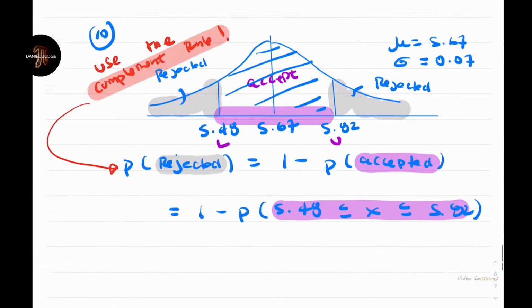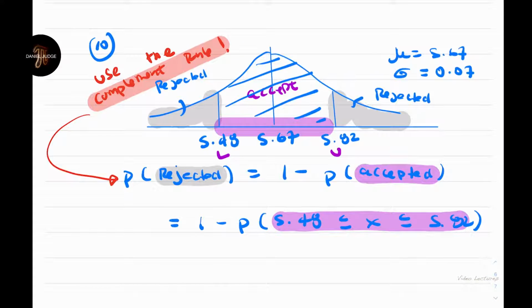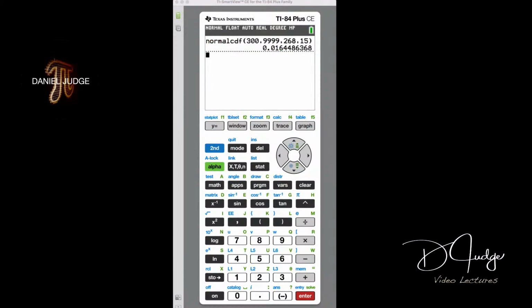All right. So notice this too. I can enter this all in my TI rather nicely. Here's what I mean. I can put 1 minus second distribution, normal CDF. My lower value is 5.48. My upper value is 5.82. The mean for these coins, don't forget, is 5.67 grams. And then the standard deviation is 0.07. So if we paste this in, ladies and gentlemen, that's our final answer, but it's the complement.